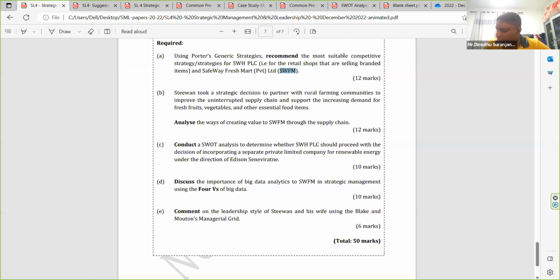Any questions, guys? Right. Then we move to part B. Stephen took a strategic decision to partner with the rural farming community to improve the uninterrupted supply chain and support the increasing demand for fresh food, vegetables, and other essential food items.